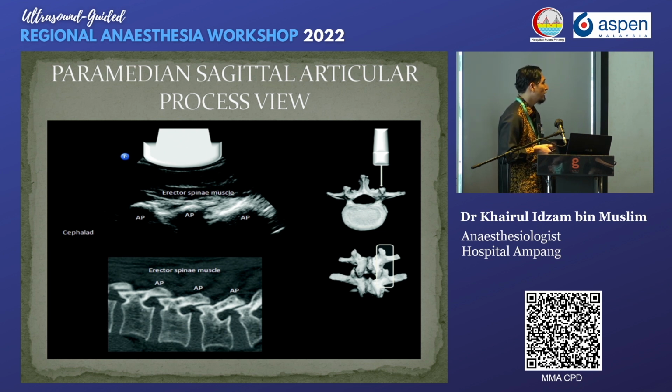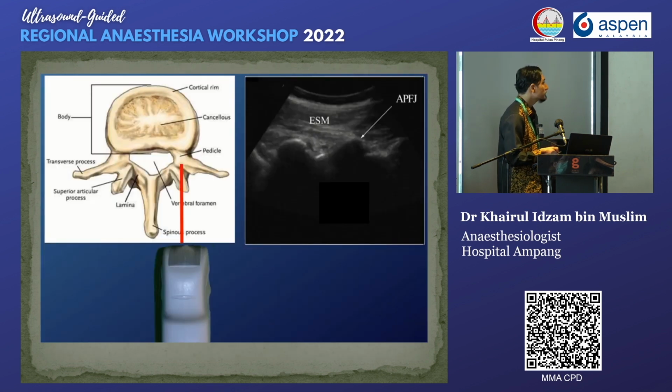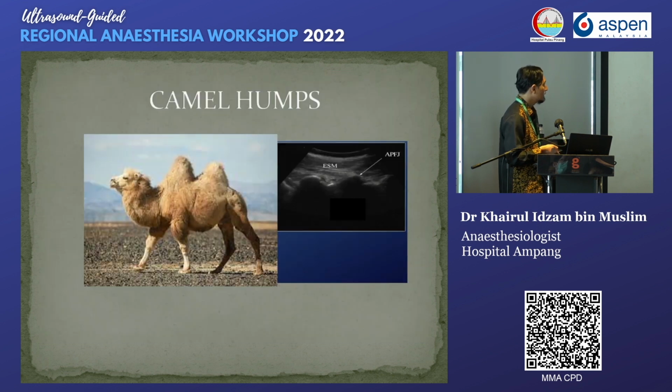So we slide medially, and then we get this image. We can identify the erector spinae muscle and articular process at this level. Once again, we scan at this level, and we will get this sonographic image. We describe this as a camel hump. It looks like a camel hump.